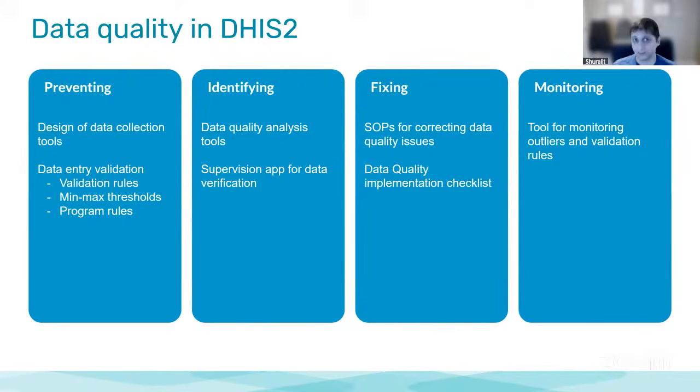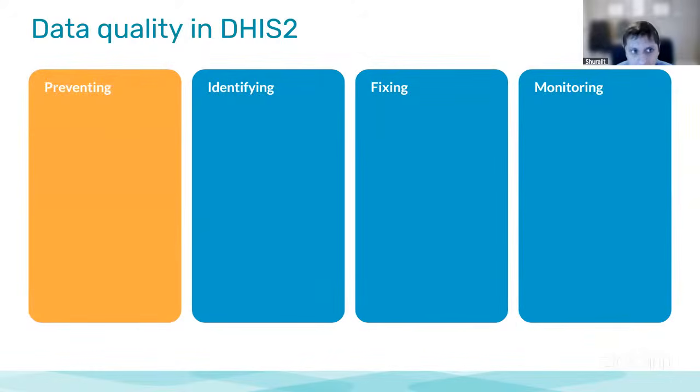We then have, at some point in time after you've identified these problems, you need to figure out how you will fix them. And then we also have some tools to help you monitor these fixes. So over time, are you actually addressing the data quality issues that you've outlined or identified? Okay. So we'll be heavily focusing on these 2 points here, but we will also discuss the other ones to some extent. Okay, so we'll start off with the prevention.